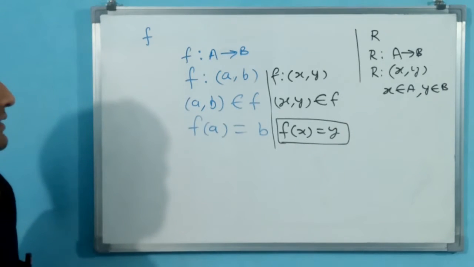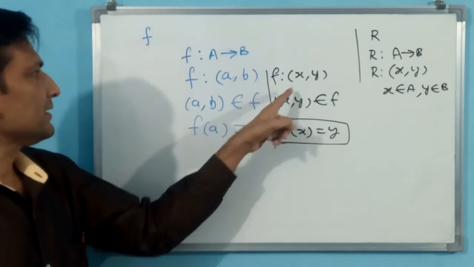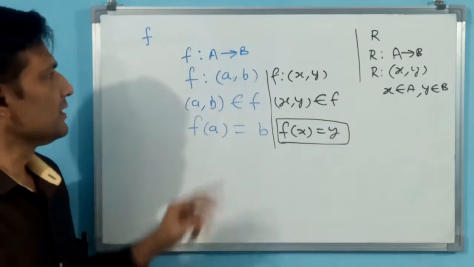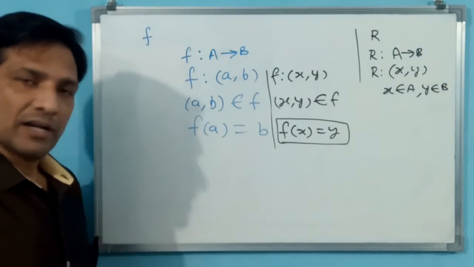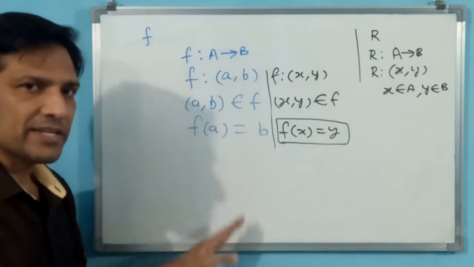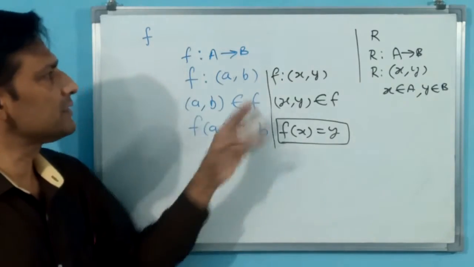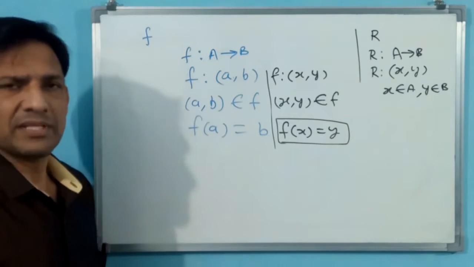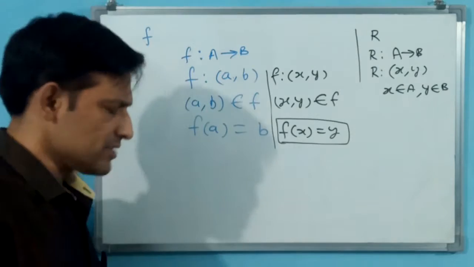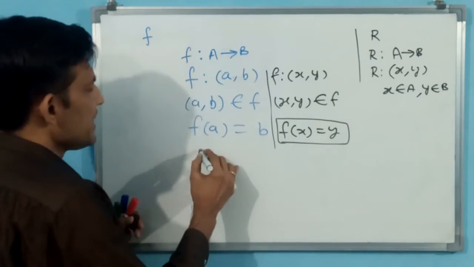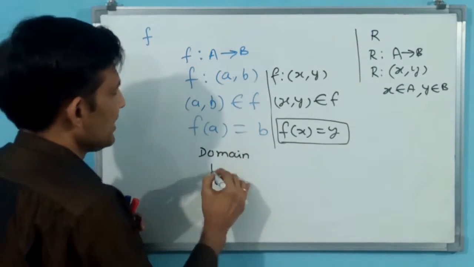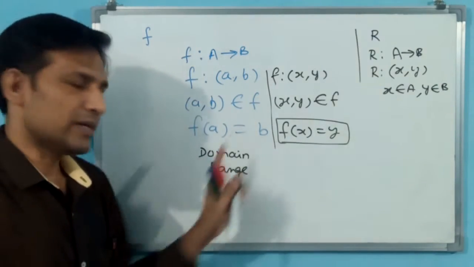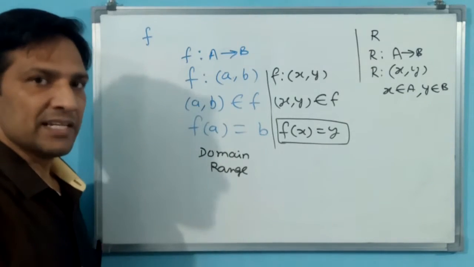Function from X to Y, function A to B. Even if you write this, it is also function A to B, like ordered pairs only. In the x coordinate A will come, in the y coordinate B will come, or else x, y like that. Here also domain and range will be there. In functions, like relations, functions also have domain and range.